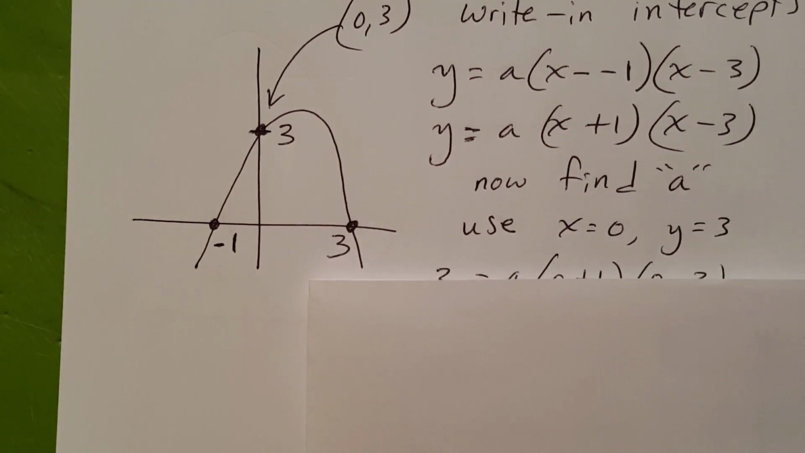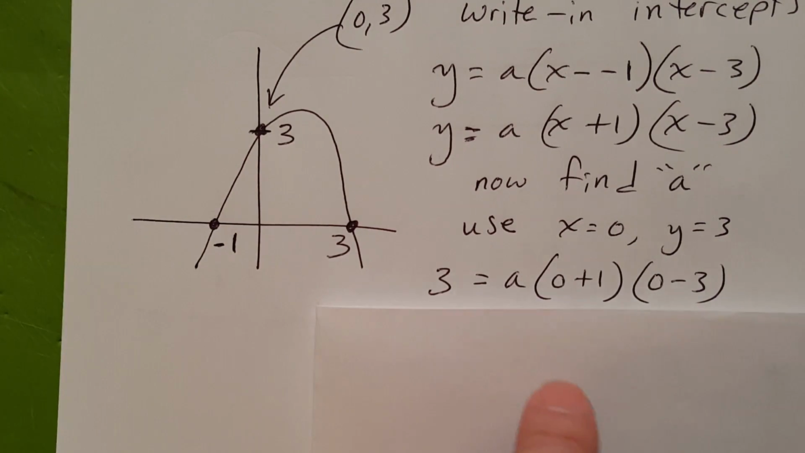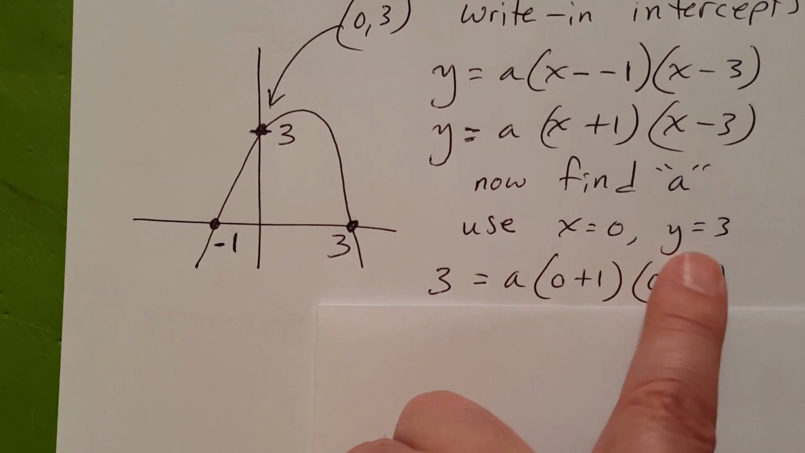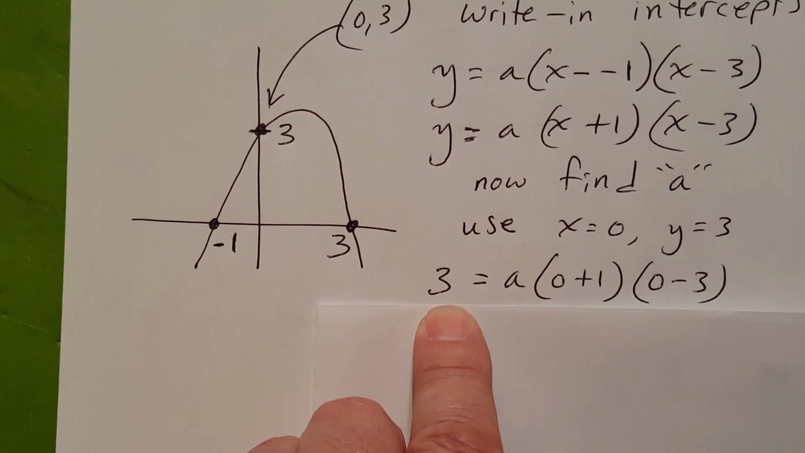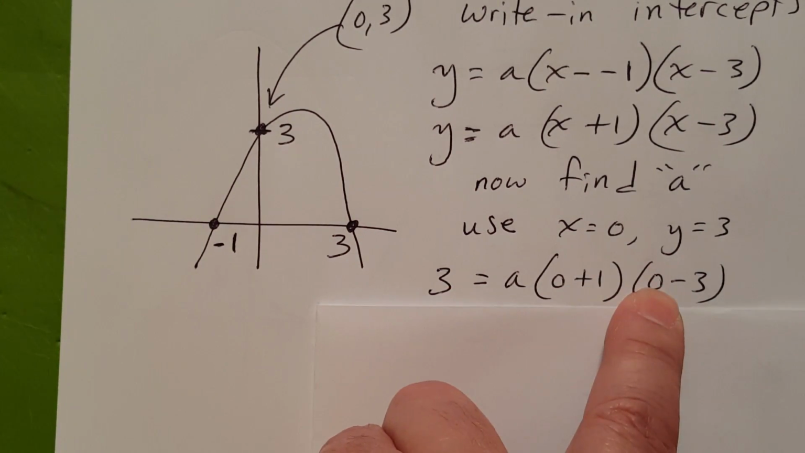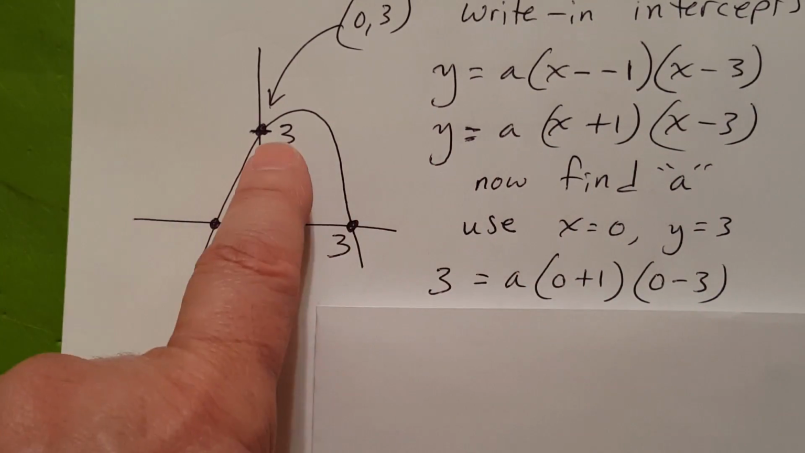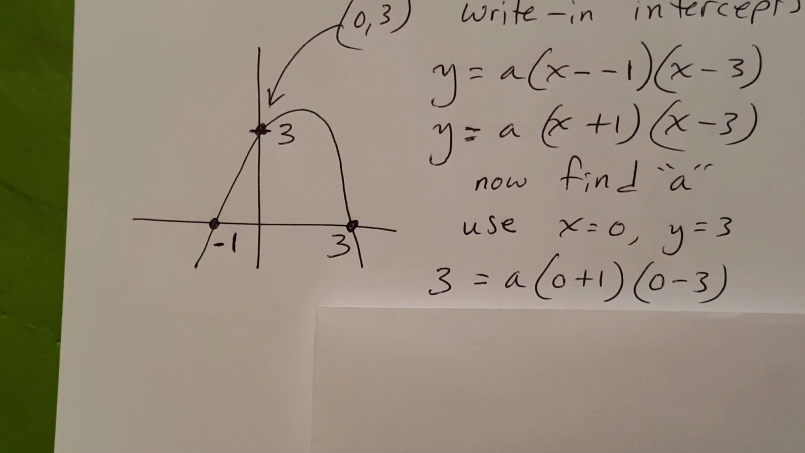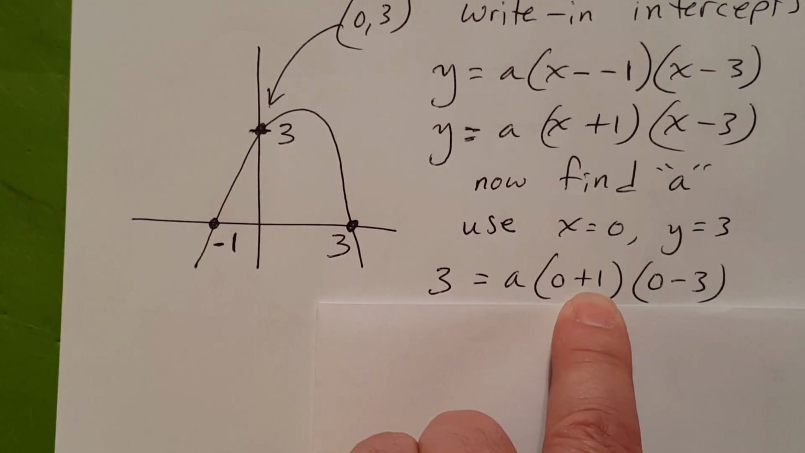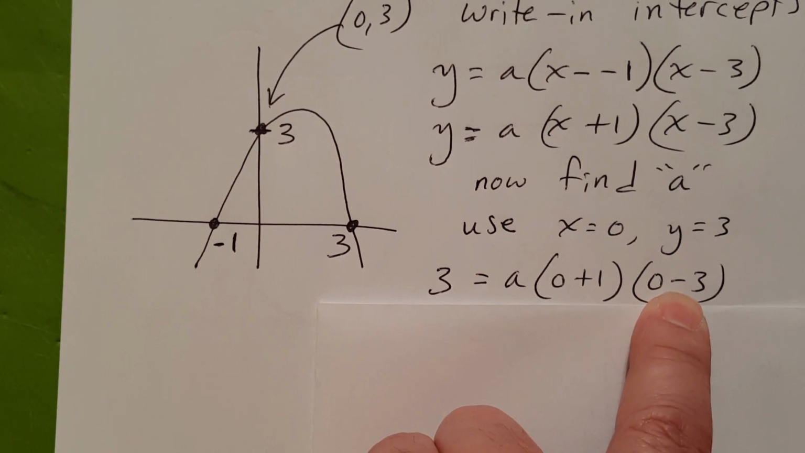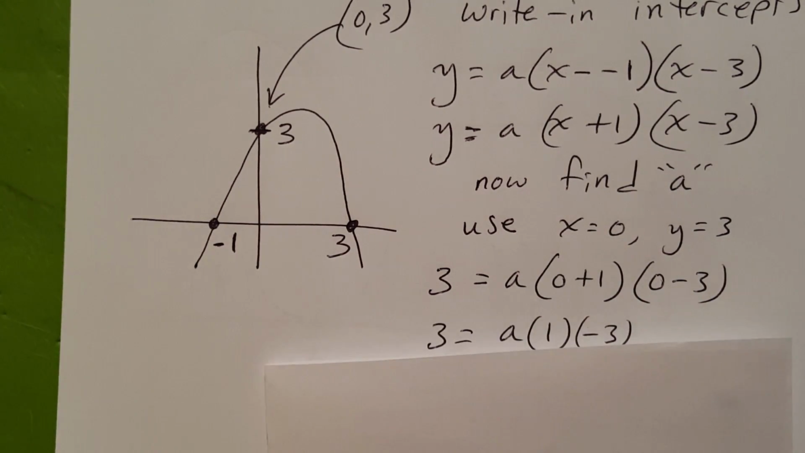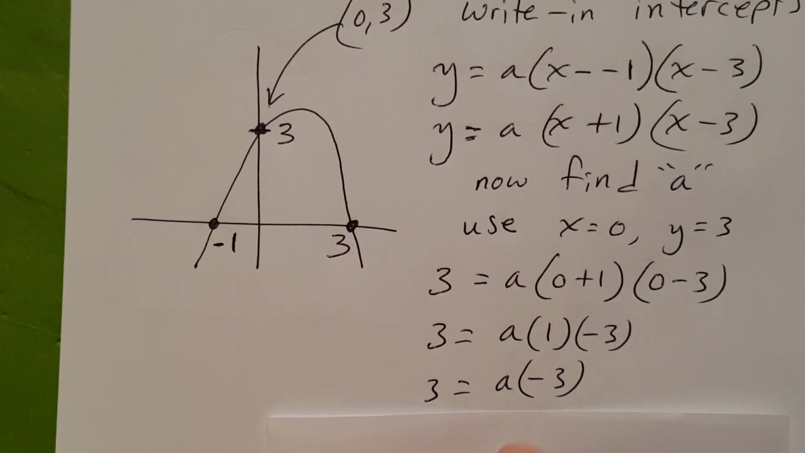And I get this. Oops, I gave you more information there. To find a, we're going to use x equals 0 and y equals 3, and it looks like this, right? This is y, x, x. So I'm plugging the 3 and the 0 in the correct place. Now what? 0 plus 1 is 1. 0 minus 3 is -3. 1 times -3 is -3. And you have a times -3 equals 3. It's an equation. Divide both sides by -3, and you get a equals -1.